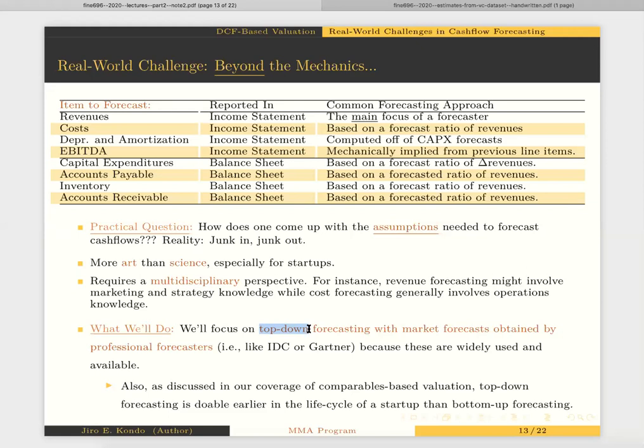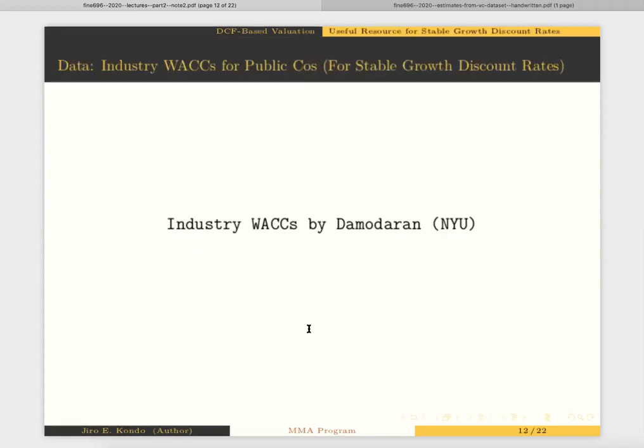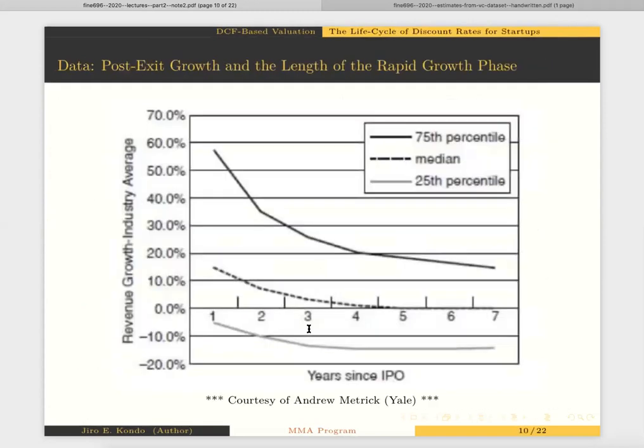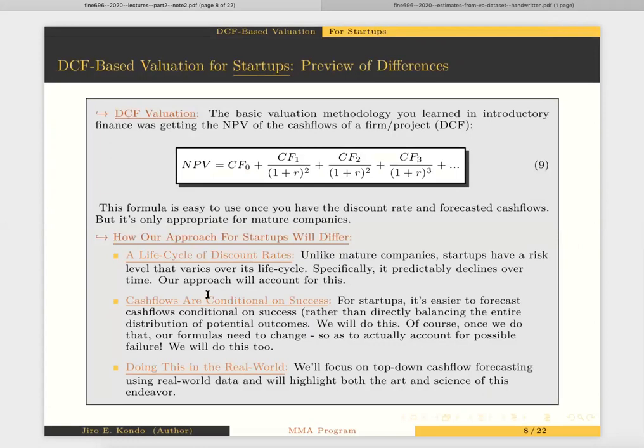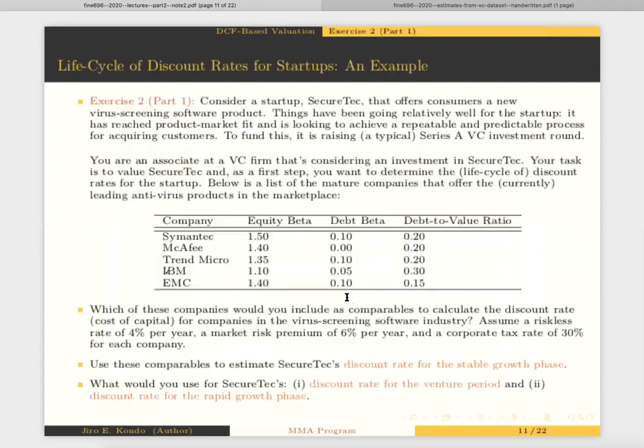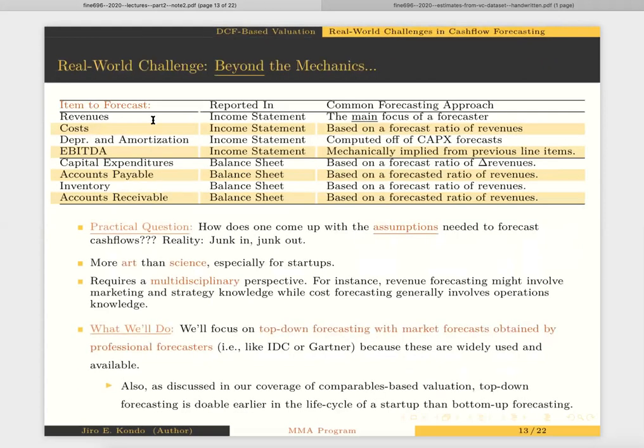But rather than forecasting market share for our company on average in the future, we'll focus on trying to forecast what our market share might evolve like if our startup, so if SecureTech is successful, so if things continue to go well for SecureTech. So we're going to be estimating first future revenues, but conditional on success. So this highlights how we're going to be conditioning on success. So step one, we're going to forecast future revenues conditional on success.